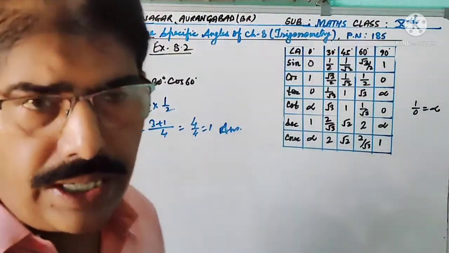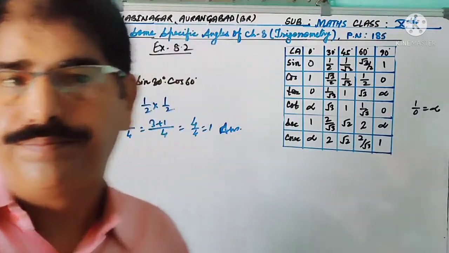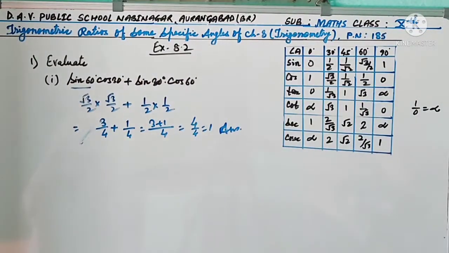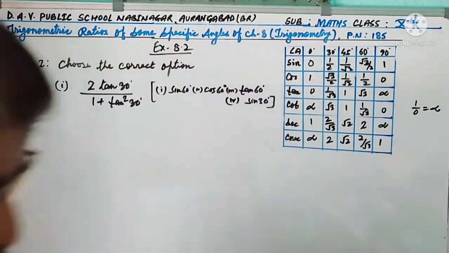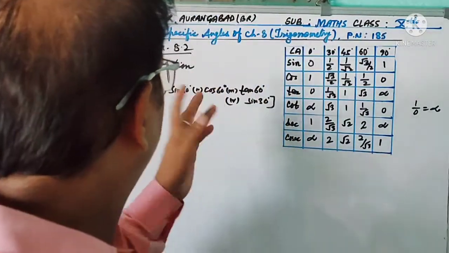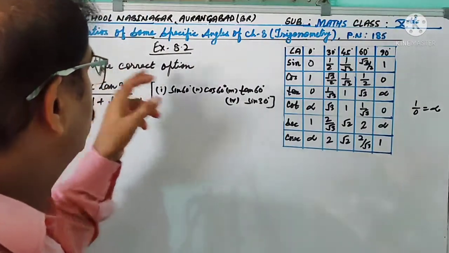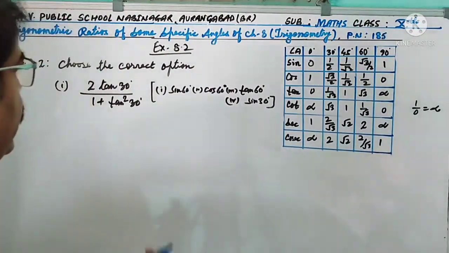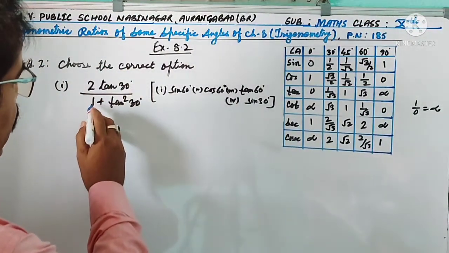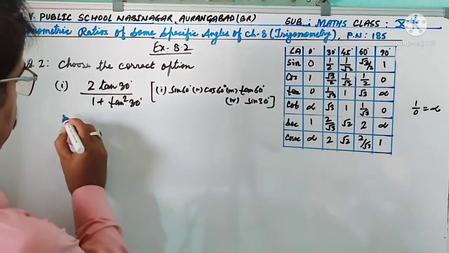And the next question is, the rest of the questions of question 1 you solve in the same way. Now I am going to start question number 2. Choose the correct option. Your first question is 2 tan 30 degree by 1 plus tan square 30 degree.